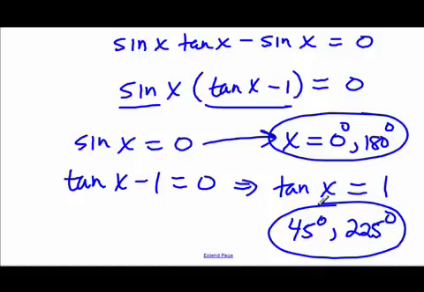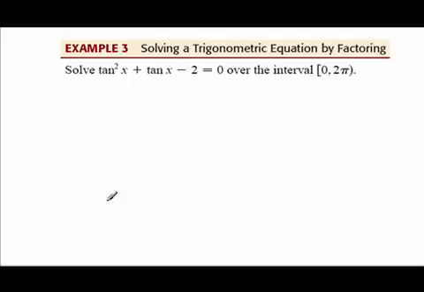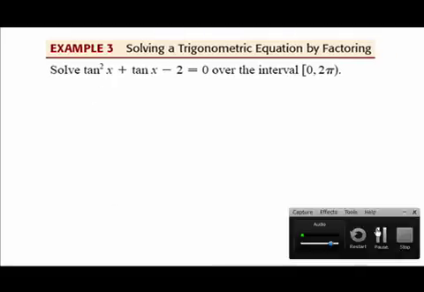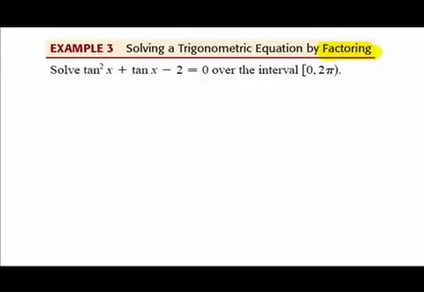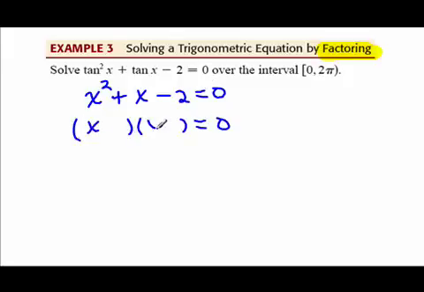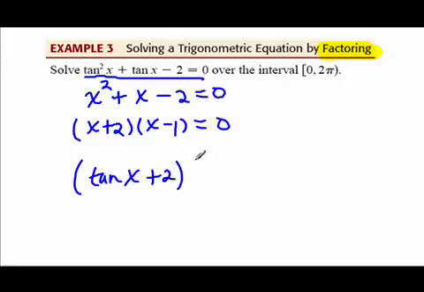One more problem, and we'll call it a day. We said with this problem, this is a quadratic equation. Compare it with x squared plus x minus 2 equals 0. X squared plus x minus 2 can be factored as x plus 2 times x minus 1. So our equation can be factored as tan x plus 2 times tan x minus 1 is 0.